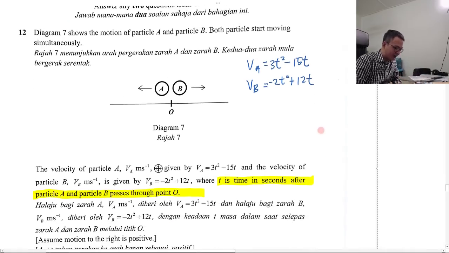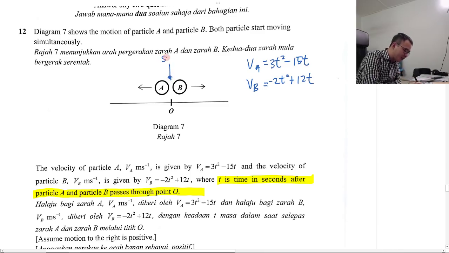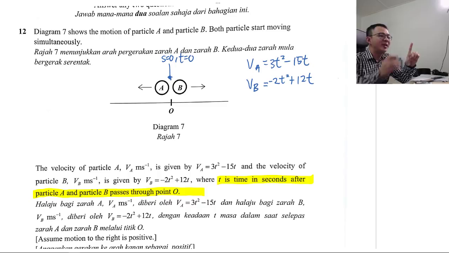Okay, what is this sentence trying to tell you? t is the time in seconds after particles A and B pass through O. That means the time starts to count when particles A and B leave O. That means at O here, s will equal 0 and time will equal 0, because at the origin s is equal to 0, and time will still equal 0.